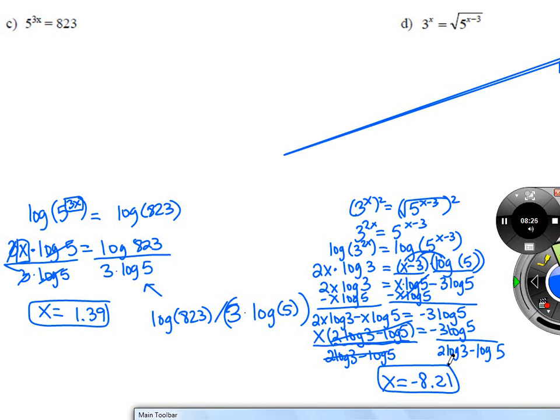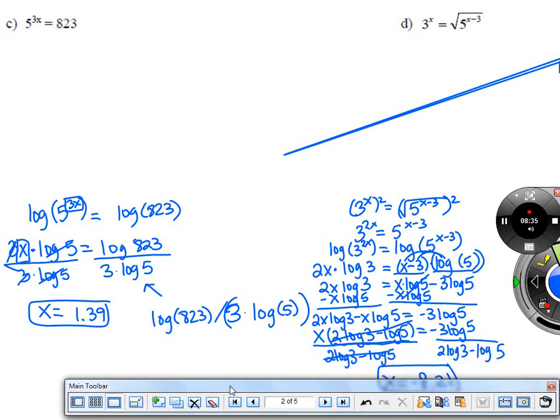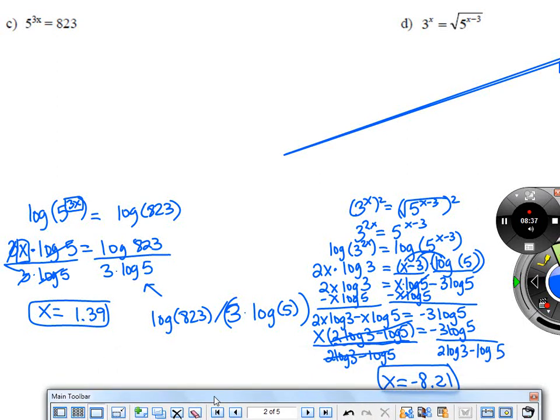All right, so that's a summary of how we solve exponential problems when the bases are not the same. We use logarithms. But you can see it can be a little complicated. Try to keep track of your steps so that you don't lose anything along the way.